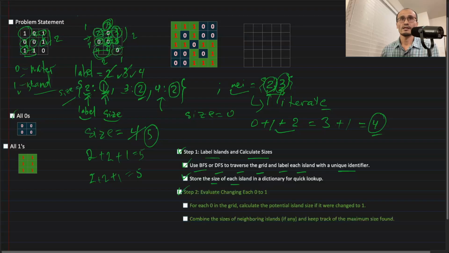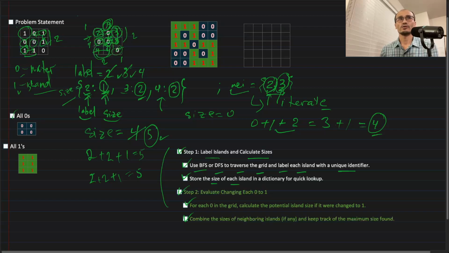That's what we did. That's why, for each 0 we are converting, we combine the sizes of the neighboring islands, if any, and keep track of the maximum size found, right? That's what we did. This is basically a 2-step algorithm. So we are iterating this grid twice.